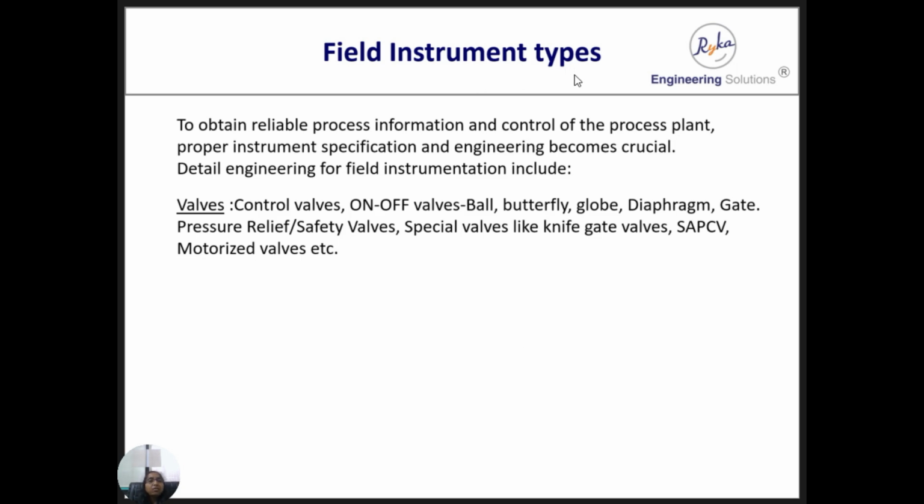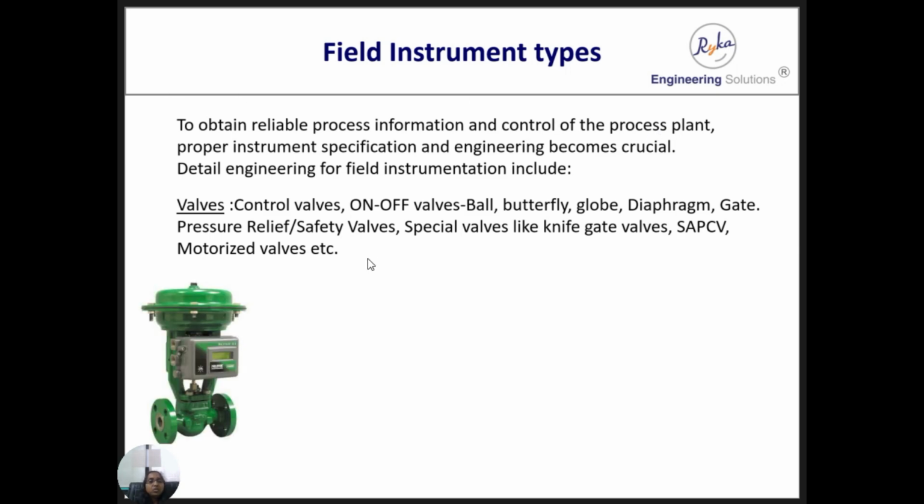To obtain reliable process information and control of the process plant, proper instrument specification and engineering becomes crucial. So detail engineering for field instrumentation includes valves. How many types of valves are there? Control valves, on-off valves. In control and on-off valves, there are ball, butterfly, globe, diaphragm and gate valves. Then pressure relief valves or pressure safety valves. Special valves like knife gate valves, self-actuated pressure control valve, that is SAPCV, then motorized valves.